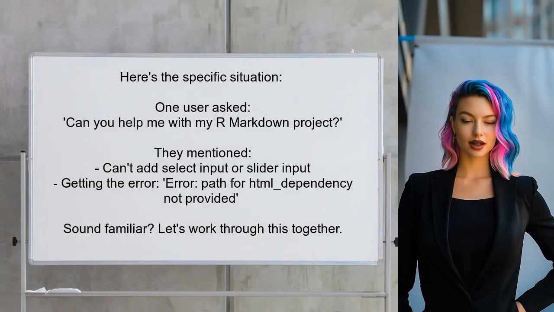Let's dive into the specific situation at hand. One user recently asked, "Can you help me with my R Markdown project? I can't add a select input or slider input, and I keep getting the error message. Error, path for HTML dependency not provided." Sound familiar? If so, let's work through this together.